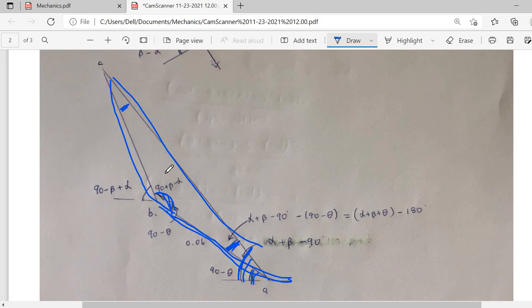From that I can find the value of this C angle, as the total angle sum is equal to 180. You can directly find the value of this. After that you can directly substitute and use the sine rule and find the value of this AC length. So it's not a big deal.